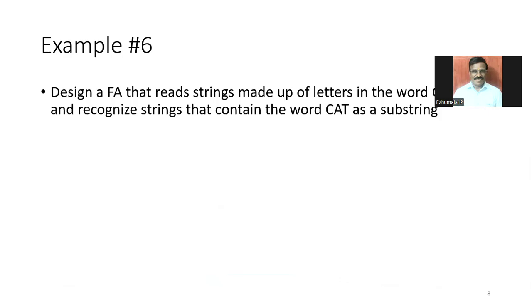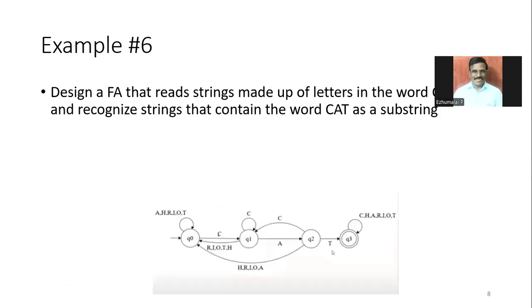Design a finite automata that recognizes strings made up of letters in the word, that is, strings that contain the word cat as a substring. For cat, we are going to draw the finite automata. From the first state Q0, we give C as input. It goes to Q1. Again, C gives a self loop. If we give A, it goes from Q1 to Q2. Again, if you give T, it goes from Q2 to Q3. Q3 is the final state.